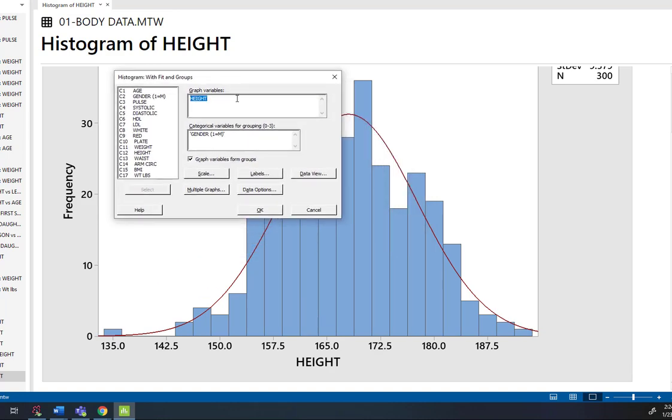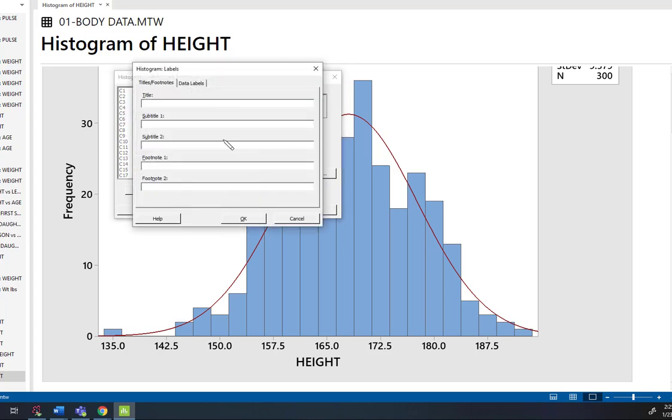Now, what would that be? What would we do? Well, for the graph variable, we'd select height, and you can see that's already been done. I did that a few minutes ago. So I came down and selected height off the list to the left, and selected down here or double-clicked. Either way works. The categorical variable for grouping is going to be gender.